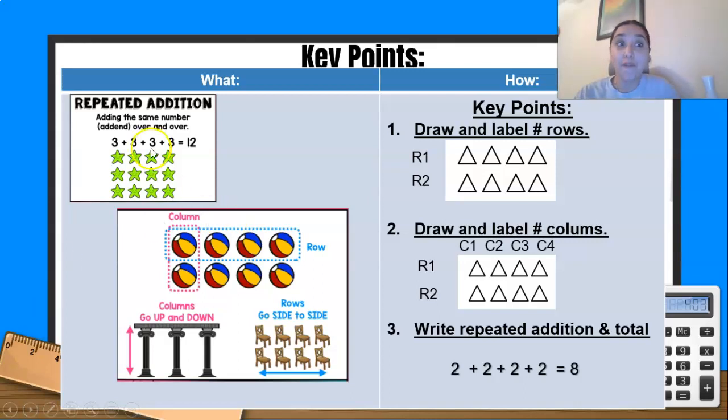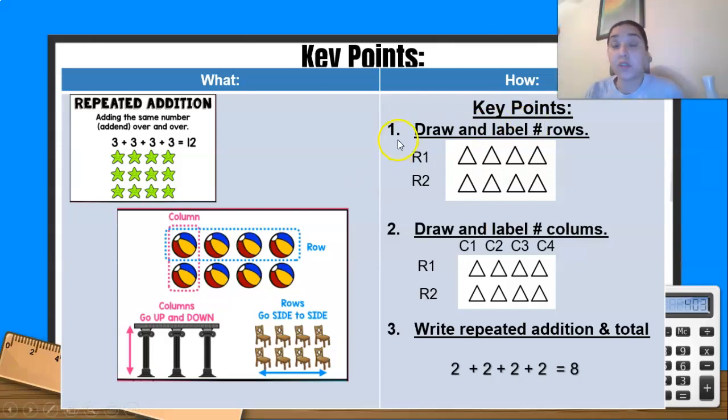So, first, it's repeated addition, which you know is adding the same number over and over and over. And the biggest thing that we need to memorize, boys and girls, is the difference between a column, which goes up and down, and I want you to figure out and always remember what a column looks like, because these are columns, and rows. Rows go side to side, and think about when you go to the theater, they have rows of seats.